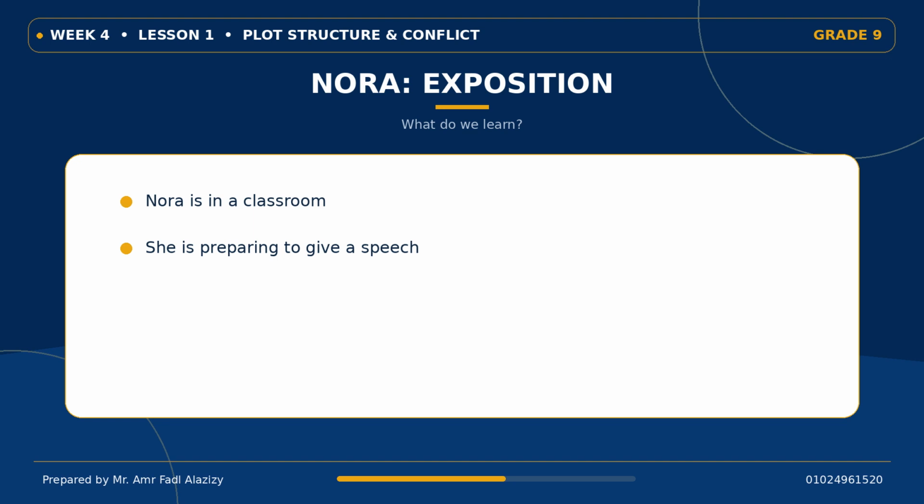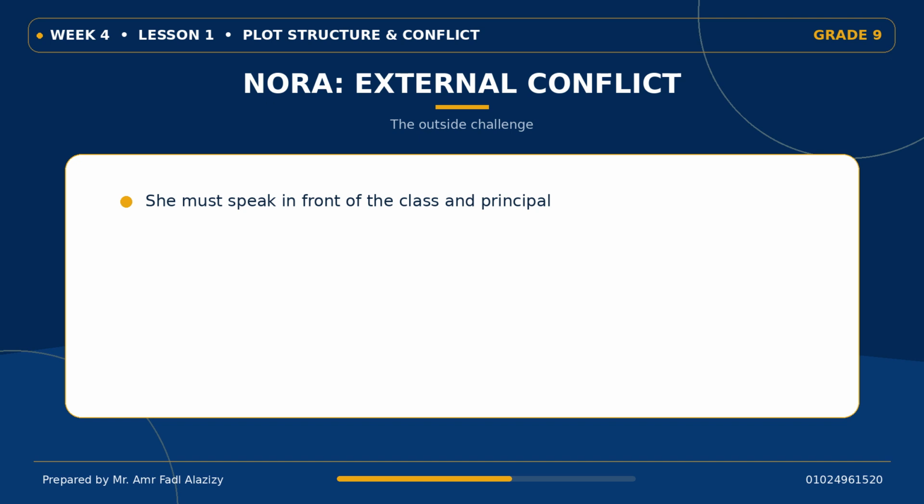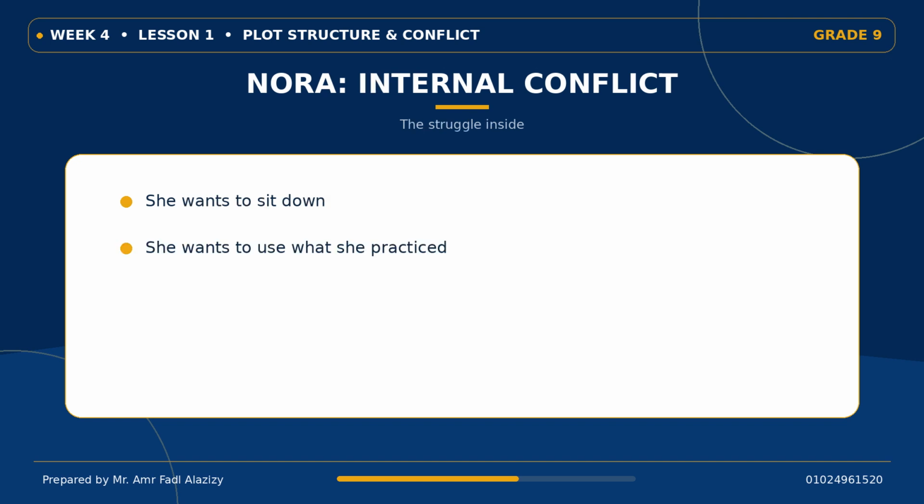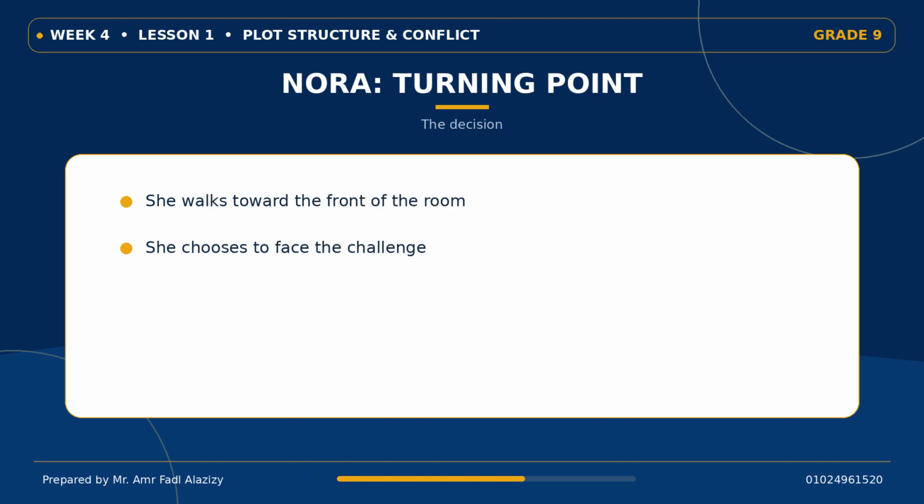What is the exposition? We learn that Nora is in a classroom and is preparing to give a speech. What is the external conflict? Nora must speak in front of the class and the principal. What is the internal conflict? She wants to sit down because she is nervous, but she also wants to use what she practiced.